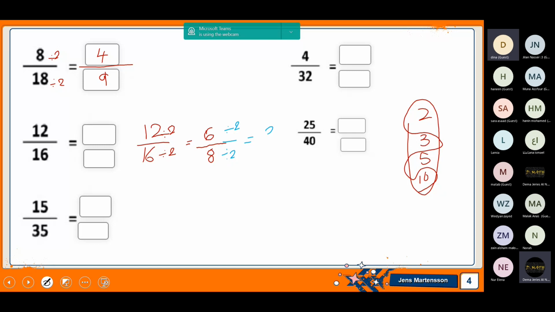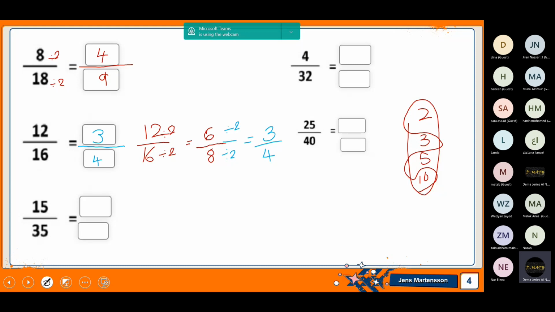And 8 divided by 2 equals 4. Now look at 3 and 4. Can you divide them by 2? 4 is even, but 3 is not even. So no. So I can simplify it as 3 over 4. Thank you so much.